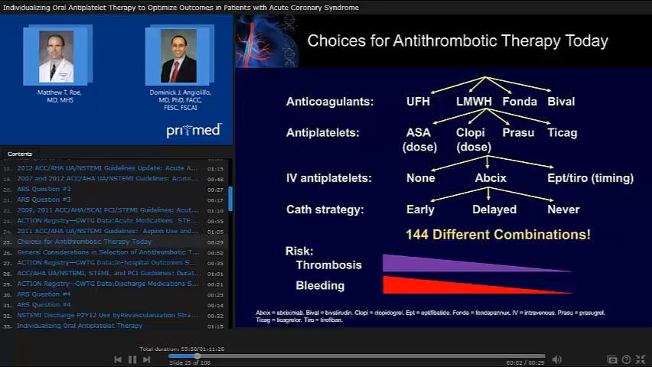And so when we think about the ACS patients and we think about anticoagulants, oral antiplatelets, IV antiplatelets, and then the cath strategy, there are a lot of different combinations that could be chosen, so it does get to be somewhat confusing. And one of my colleagues who put this slide together calculated that there are 144 different combinations. So it can be confusing, but I think we do have good evidence that we've tried to present from the guideline recommendations today.